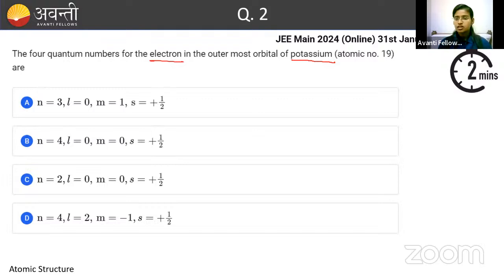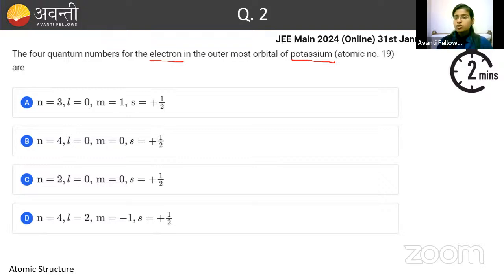Has anyone tried and got the answer for this? Which option is correct? Okay, some of you have got the answer as option B. JNB, Morbi, Chikmagalur, Pratham, these people have got option B as the correct answer. Let's check whether B is the correct answer or not.